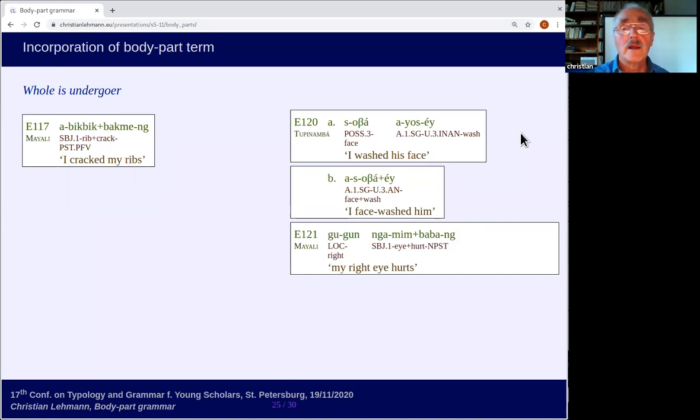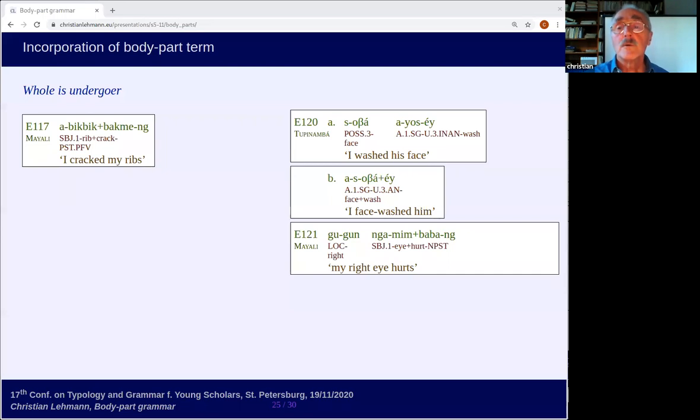120 and the following. I washed his face. Here you have face as the direct object. Or I face washed him. And as you observe, the undergoer prefix differs in the two versions because in the B version, it refers to an animate being.